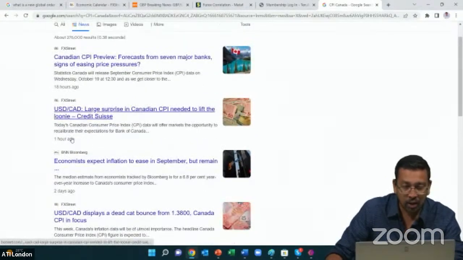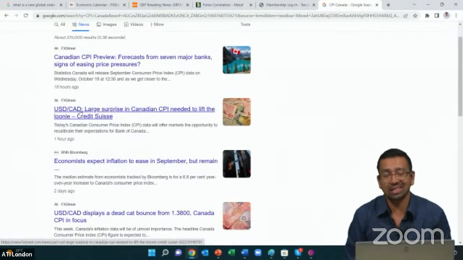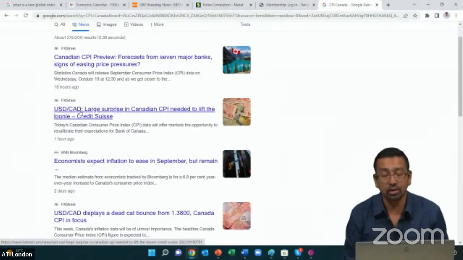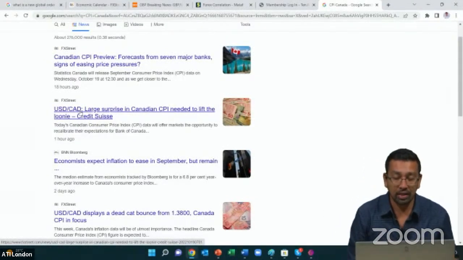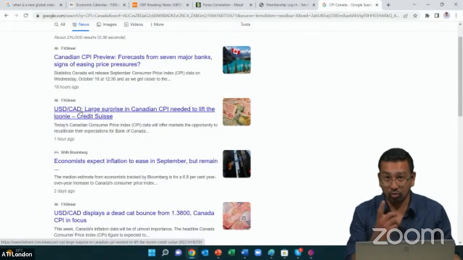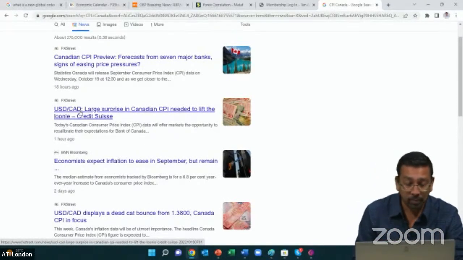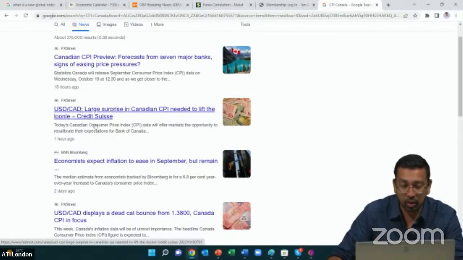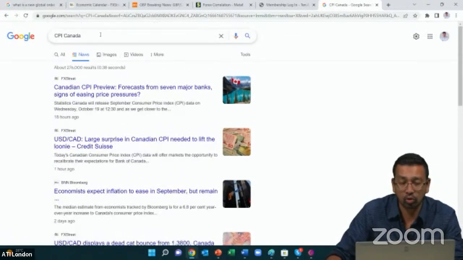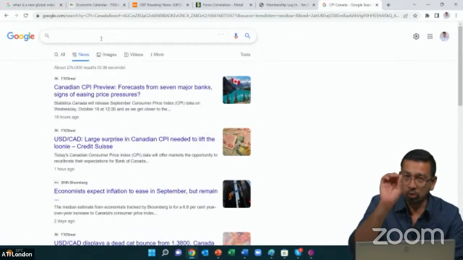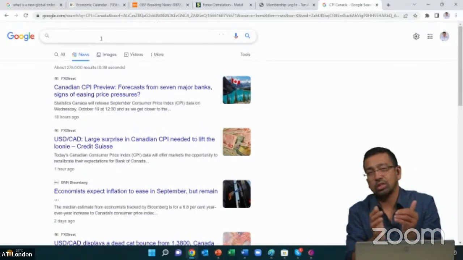But let's say an hour ago, it says here, USD/CAD, large surprise in Canadian CPI needed to lift the loonie. Now, remember, loonie is the nickname of the Canadian dollar. Now, here it's news by Credit Suisse right here. So it says today's Canadian Consumer Price Index data will offer markets opportunity to recalibrate their expectations for Bank of Canada.